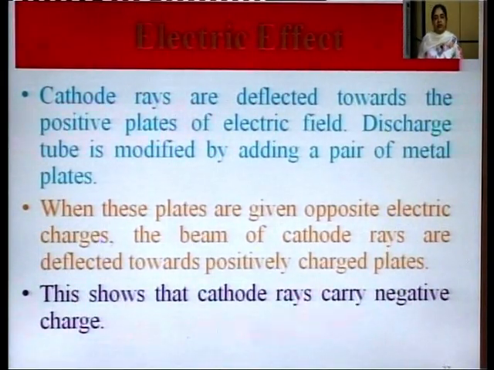Electric effect. Cathode rays are deflected towards the positive plate of an electric field. The discharge tube is modified by adding a pair of metal plates. When these plates are given opposite electric charges, the beam of cathode rays is deflected towards the positively charged plate. This shows that cathode rays carry negative charge.